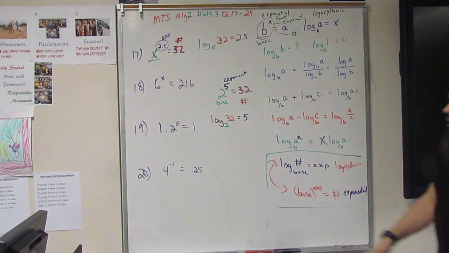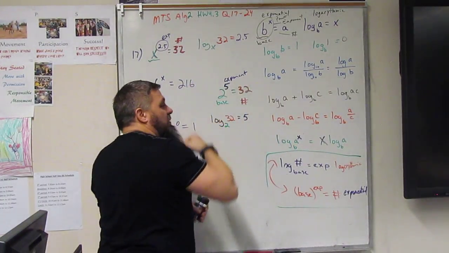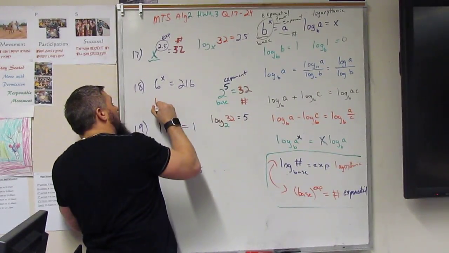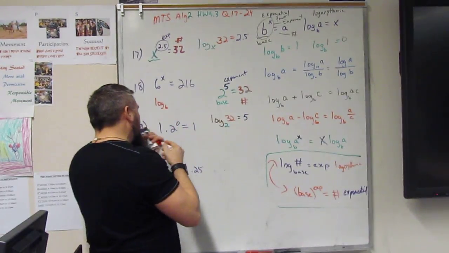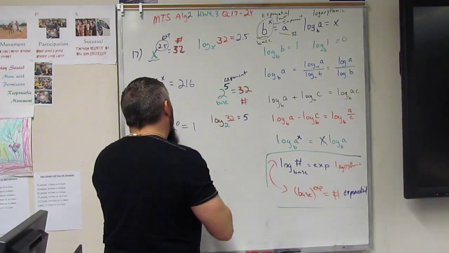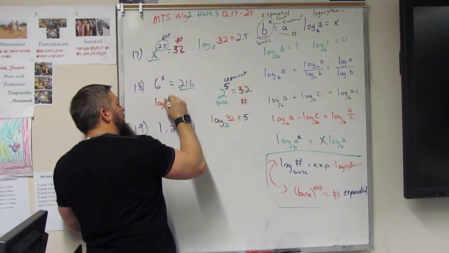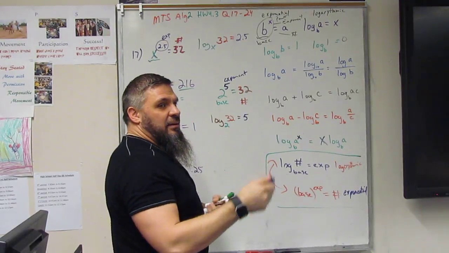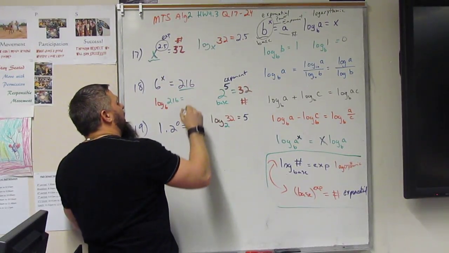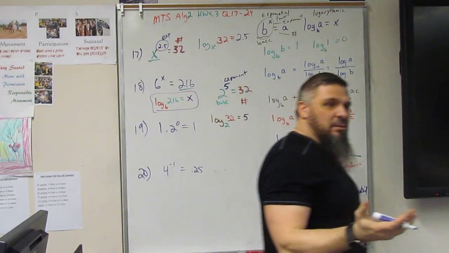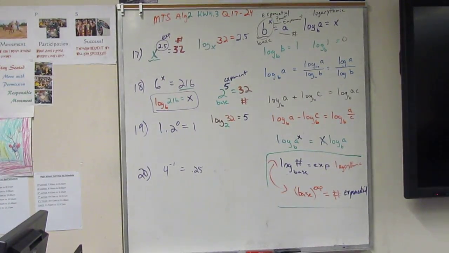So again, on 18, what's the base? 6. So I'm going to go log base 6. What's the number? 216. And what's it equal? The exponent is? X. And that's it. It's pretty easy.